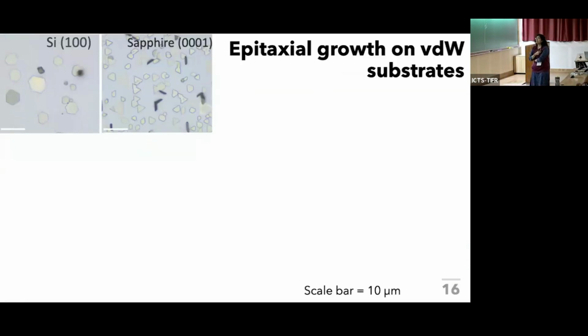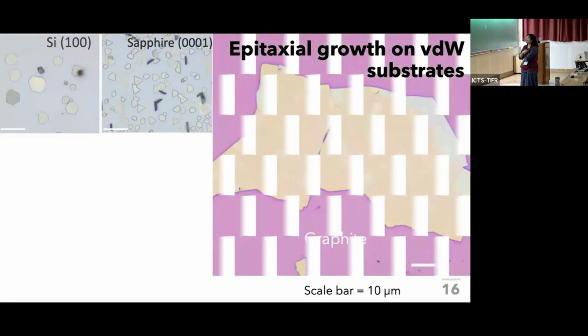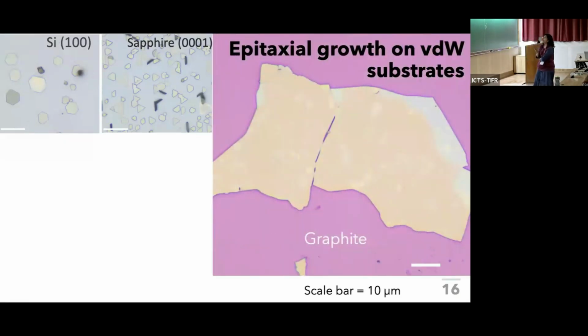So now the question is, how do we grow these in thinner form? We tried several substrates that we had. One was silicon 100, then we tried sapphire, but we did not have much success. So then we decided to try growing them on van der Waals substrates, where you can mechanically exfoliate graphite or HBN, and we can try the growth on that.